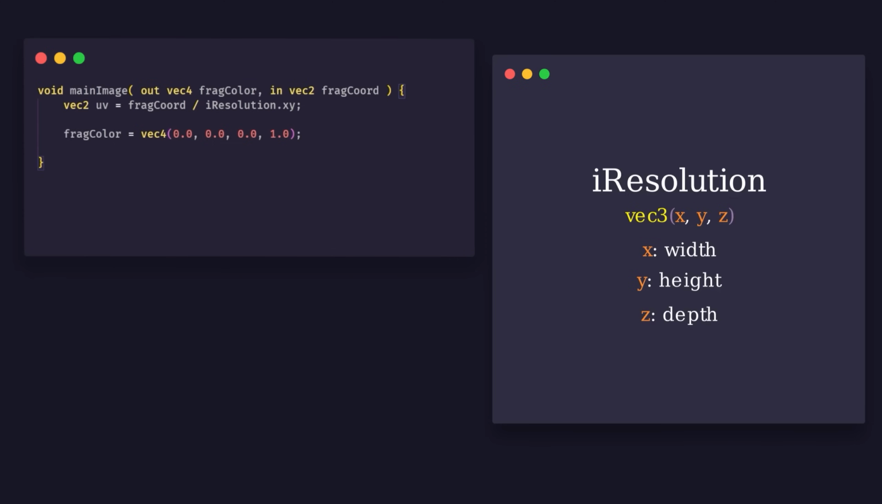As we're rendering on a 2D canvas, we won't use the depth here, and the .xy syntax is used to isolate the width and height components of the resolution so that the division happens between vectors of the same size.